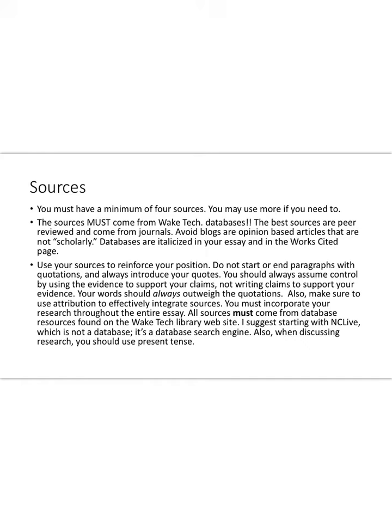Make sure that you use attribution to effectively integrate quotes, which means basically, you're using punctuation properly. You are using that parenthetical citation properly. At the end, you have the author's last name and possibly a page number. Now remember, a lot of sources on the databases have page numbers. You have to look for them. Some students miss that, so you can check the PDF. They have the page numbers, but you can also look at the abstract details that list the page numbers for you. And then, I suggest starting with NC Live, which is not a database, it's a database search engine, but it's the easiest and it'll cover the most ground for you.